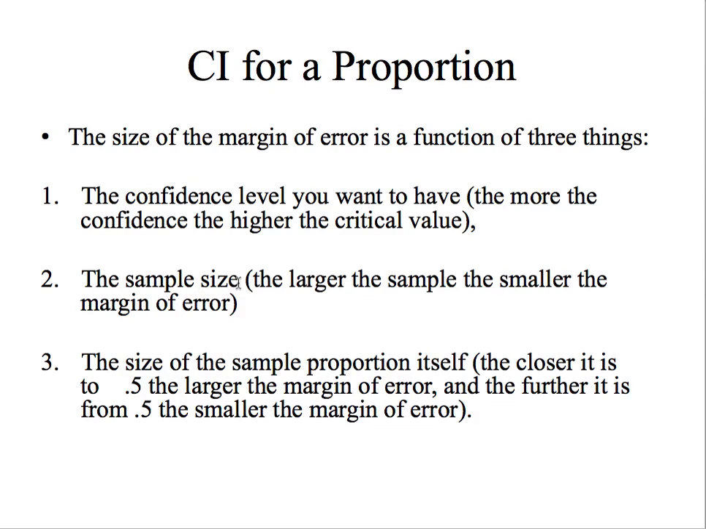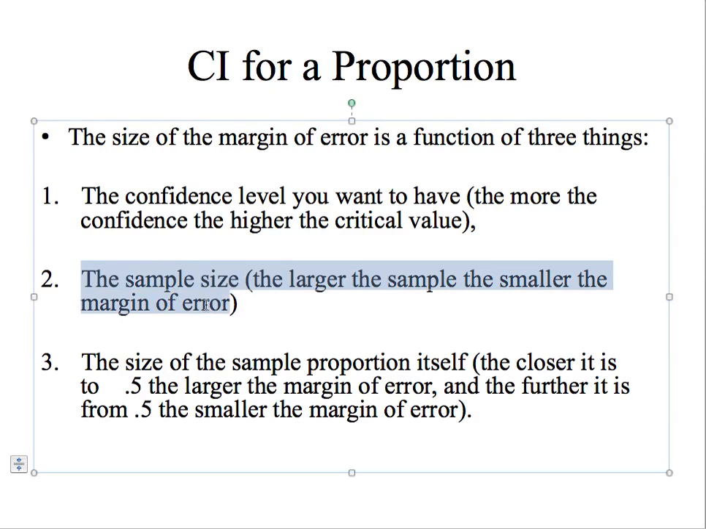The sample size. The larger the sample size, the smaller the margin of error. And this is pretty much the only thing that you can control for a given confidence level. This is the only thing you can control, the sample size. So if you want more precise estimates, smaller sampling margins of error, you increase the sample size.